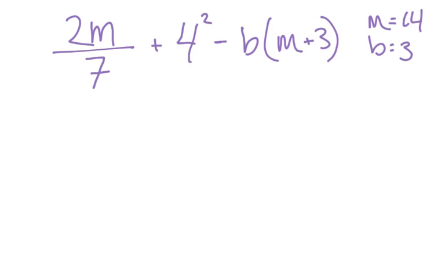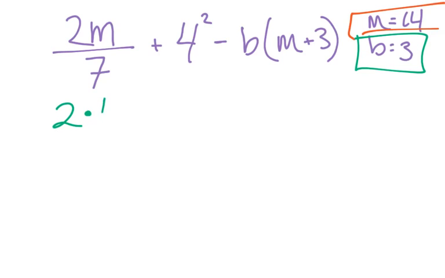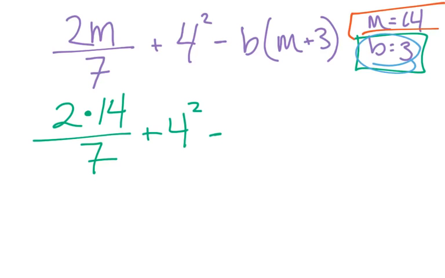Alrighty, last one to try. First step, replace. Anytime you see an M, replace it with 14. Anytime you see a B, replace it with 3. 2, remember I need to put something there to tell me that I'm multiplying. Plus 4 to the power of 2 minus 3 times 14 plus 3. Okay, no math in that step, just replacing.